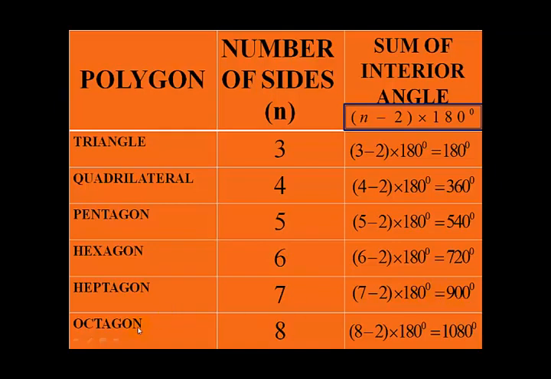Now with the octagon, an octagon has 8 sides. It means that n is equal to 8. And therefore, by substitution, we have 8 minus 2 times 180 degrees. And 8 minus 2 is 6, and 6 times 180 degrees will give us 1080. That is 1080 degrees.